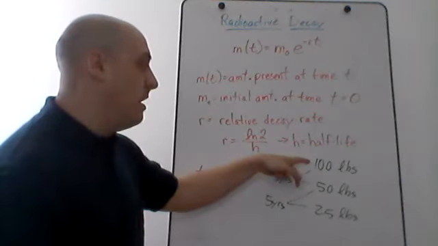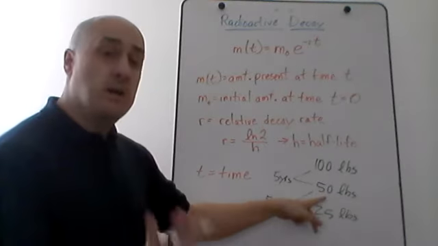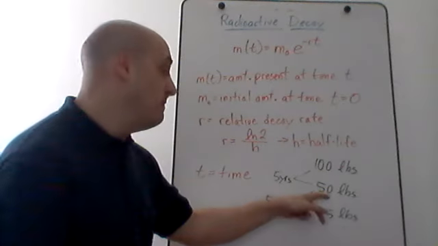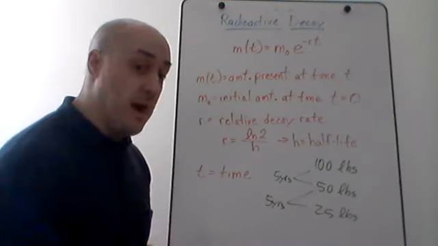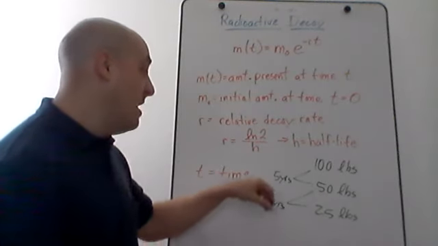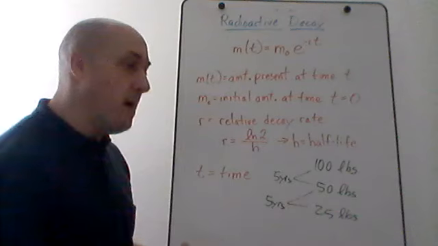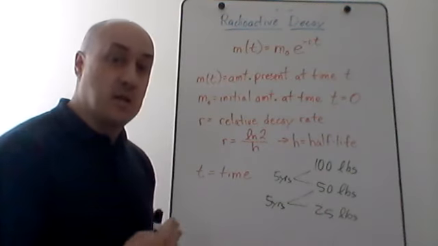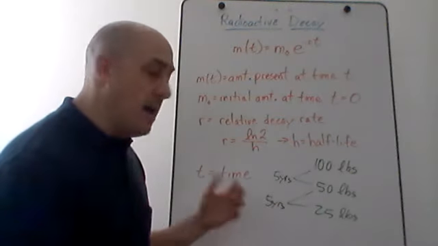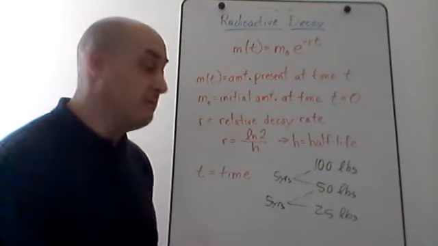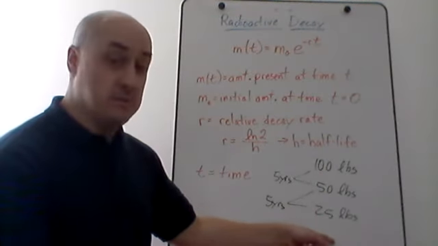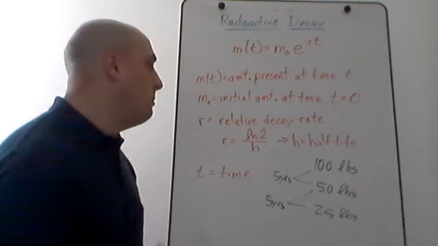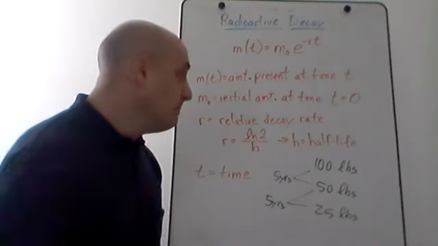So if we start with 100 pounds, after 5 years, only 50 pounds are still radioactive. After another 5 years, now only 25 pounds are still radioactive. So every half-life, every 5 years in this case that go by, half of this radioactive substance is losing its radioactivity, and only half of it remains radioactive. Right? So after another 5 years, it would be down to 12.5 pounds of the radioactive substance. That's what we mean by half-life.